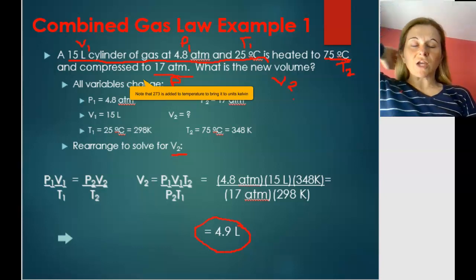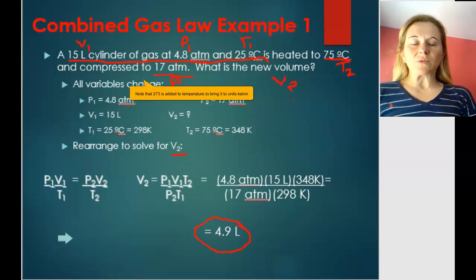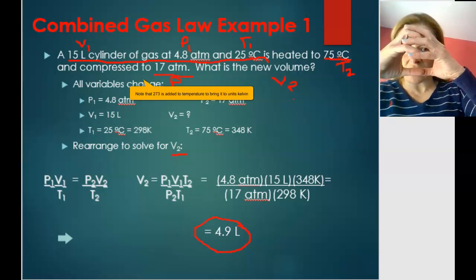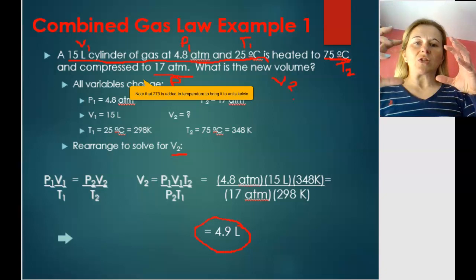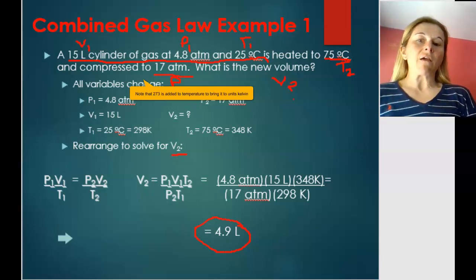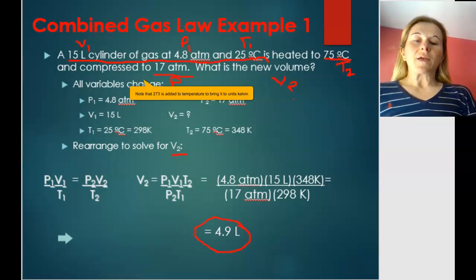Now, a little mental check that we can do to make sure we did this right is we can say, okay, we're solving for volume. We know that if pressure increases, volume decreases. So we're going from 4.8 atmospheres to 17 atmospheres. We are increasing the pressure. That means that we're like squeezing in on something. So that means that the volume should be smaller. We see our initial volume as 15 liters, and now we're going down to basically 5 liters. And so it is decreasing.